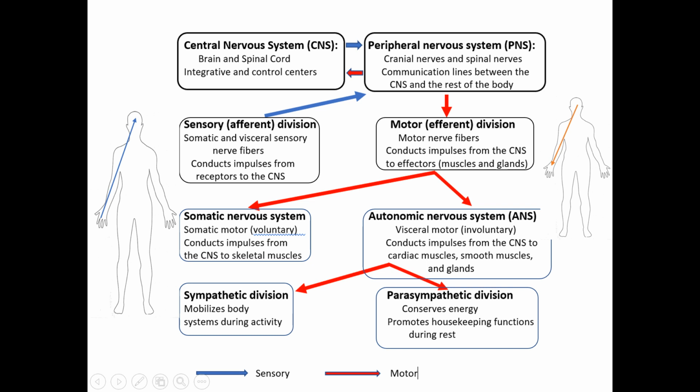Motor division carries information from the brain and spinal cord to the organs and tissues. It is divided into somatic, regulating skeletal muscles, and it's voluntary, and autonomic, regulating organs and glands, smooth muscles and cardiac muscles, and it's involuntary. During stress, the sympathetic portion of the autonomic nervous system is working during activity, and parasympathetic works during rest. In detail, we will talk about all of them later.